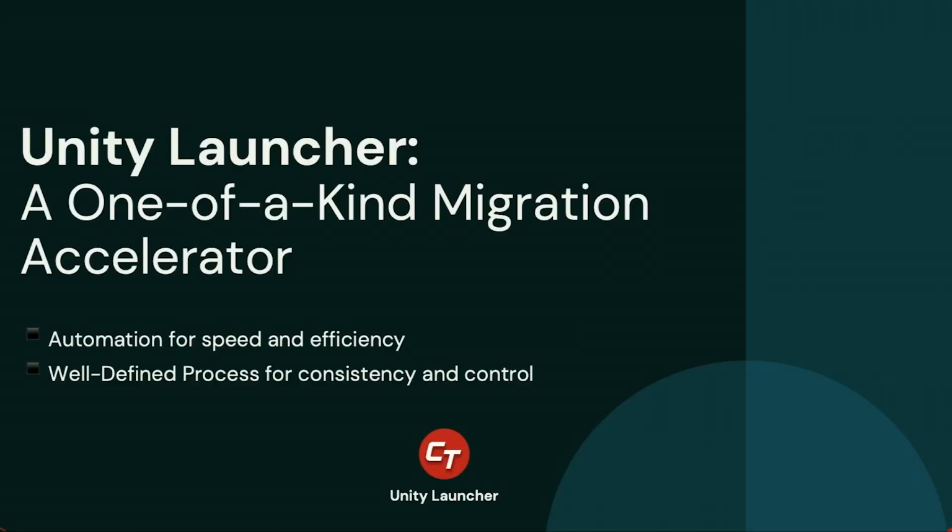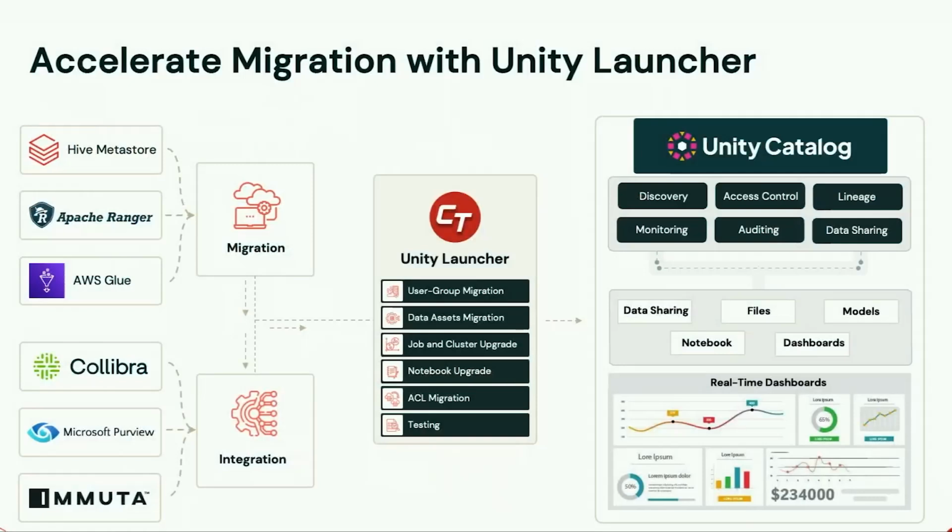So what we did was basically we used UCX, the utility I just talked about, and on top of UCX we built something called the Unity Launcher. It's one of its kind migration accelerator, which basically enables you to migrate not just within the workspace but also inter workspace. So we'll see what that is.